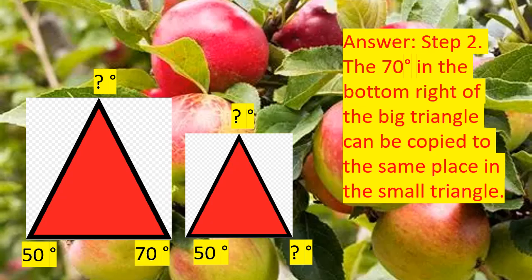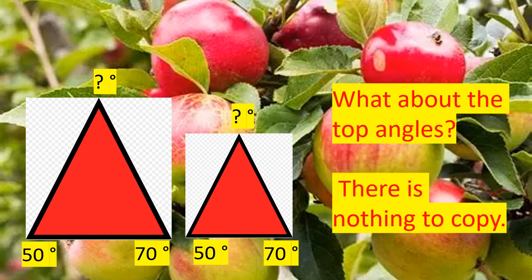Step 2, the 70-degree angle, the bottom right of the big triangle, can be copied to the same place in the small triangle. So we can get rid of the question mark and put 70 in there because we've copied it from the big triangle.